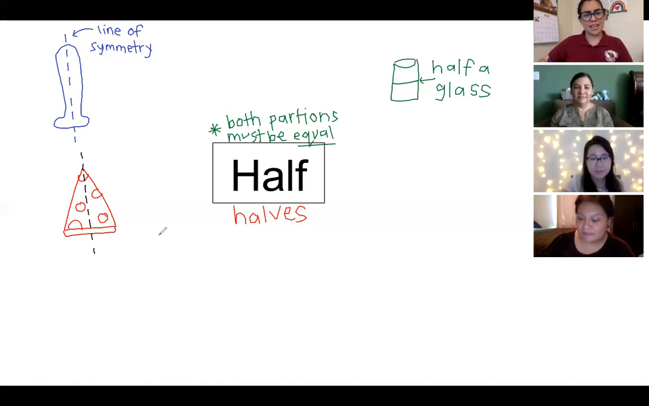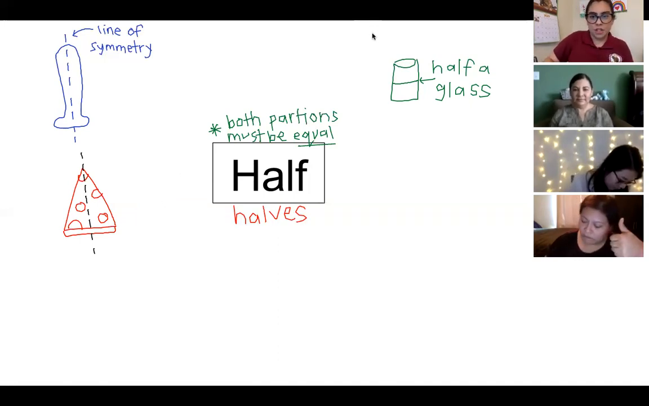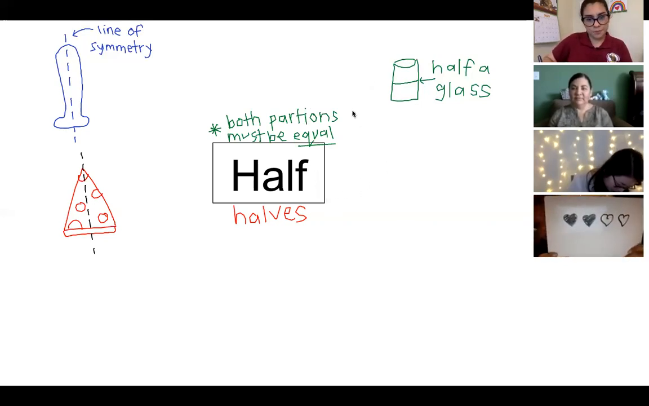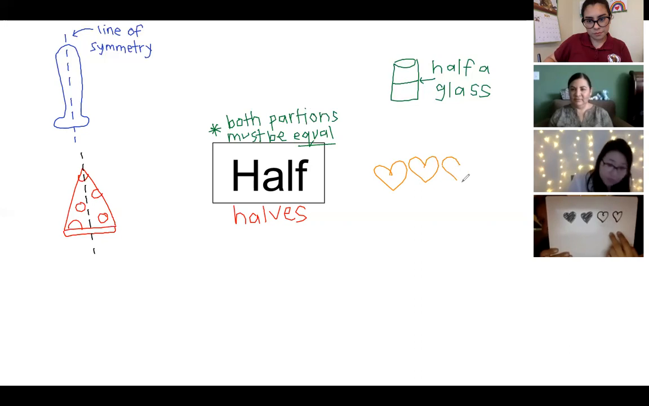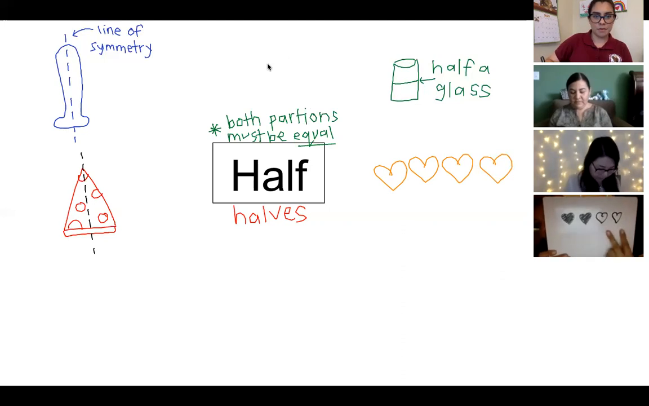All right, now I want us to think about not just one object, but a set. So when we have a set of something and only half of them are there and the other half are missing, what would that look like? Ms. Rosales, can you share your thinking with us? Sure. So I have 4 hearts. And half of them are black and the other half are white. Or we can say 2 of them are shaded and 2 of them are not. So I'm going to color them in.